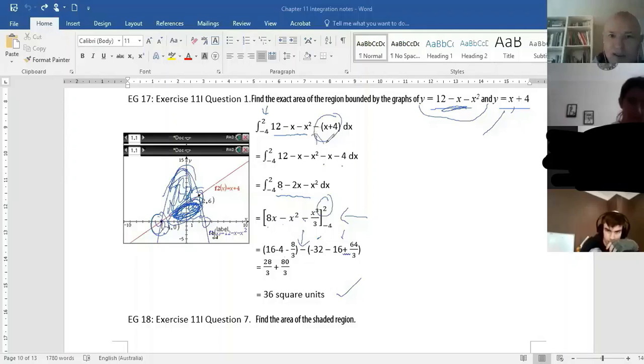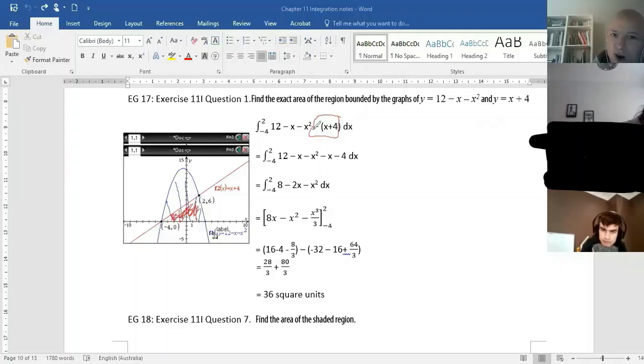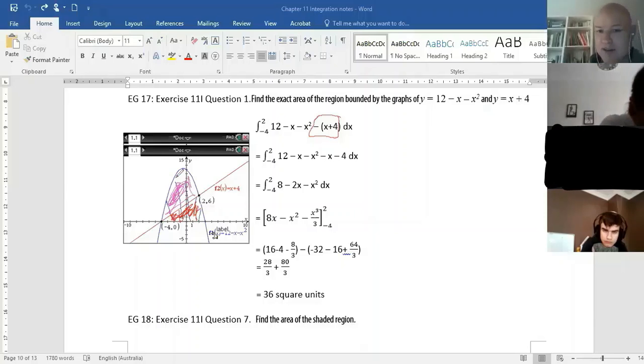So we're finding this. I'll just clear this and I'll show you again. The blue graph finds all that area. But we are subtracting this part here, minus the x plus 4, the area under this graph. That's why we're minusing it, which gives us only this area between the two graphs. That's why we minus. Any other questions? Cool.